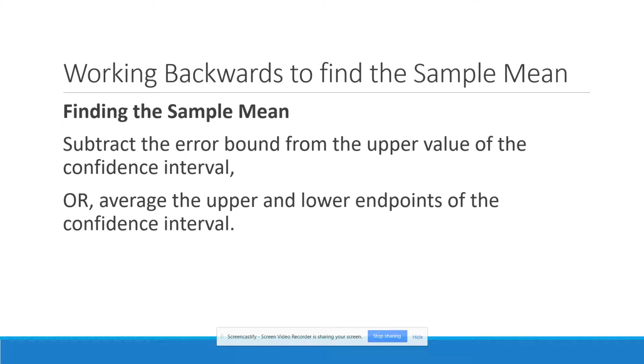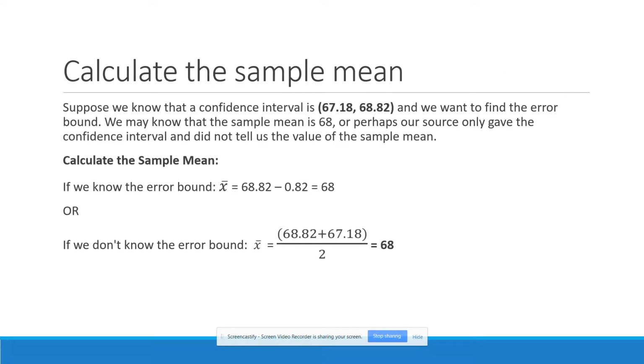Again, I can do it for my sample mean. I can subtract the error bound from the upper value of the confidence interval, or I can average the upper and the lower bound together. So that's what I'm going to do.